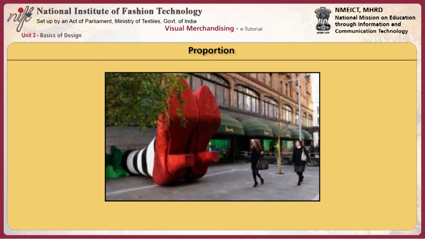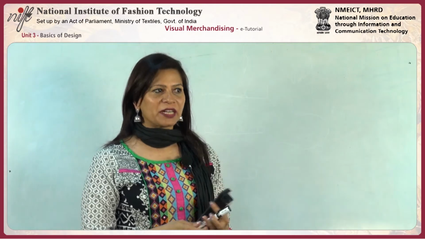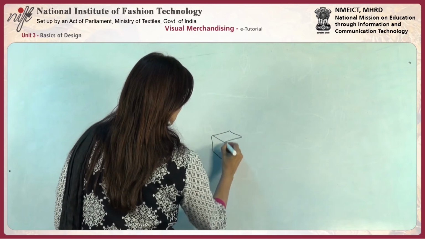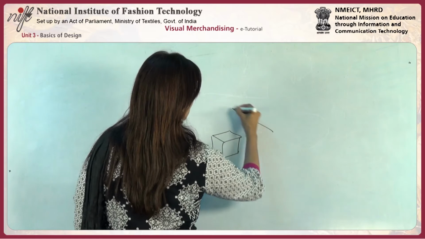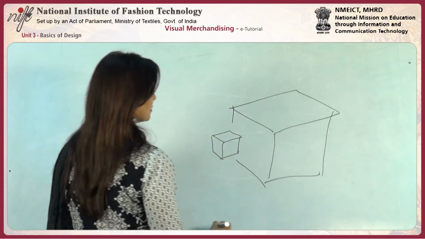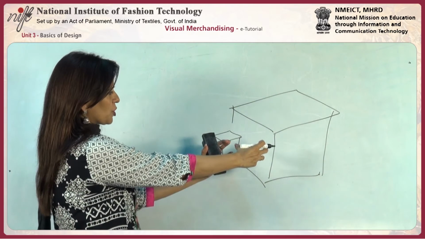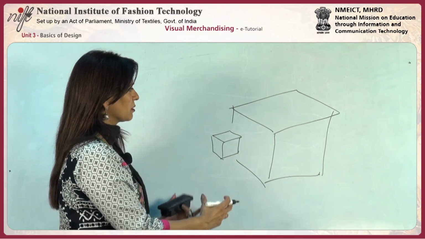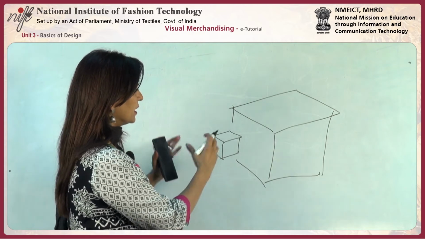The next of the principles of design is proportion. This picture of the Harrods store captures the use of proportion in displays. So what happens in proportion? You have, say, a cube and you have another huge cube. They are changing in terms of proportion, but they are interestingly placed and emphasizing in the store.